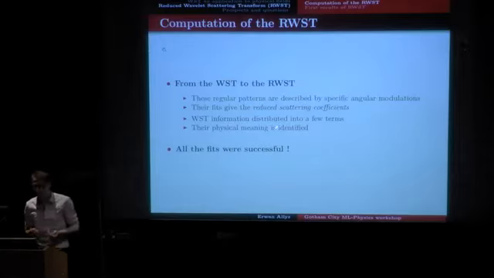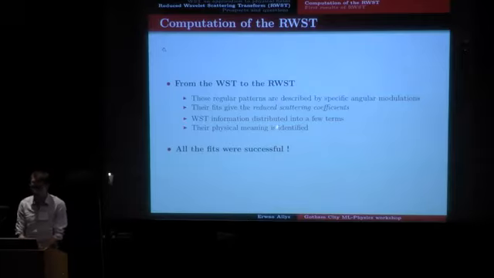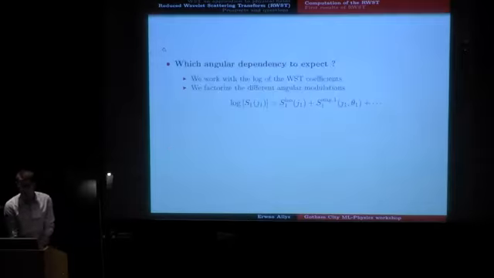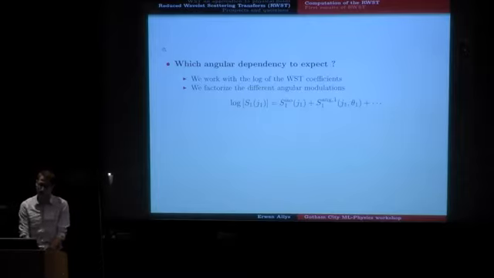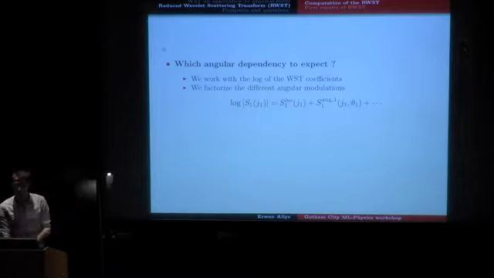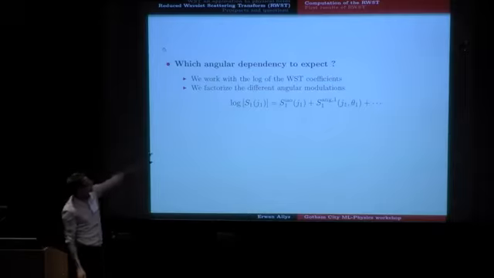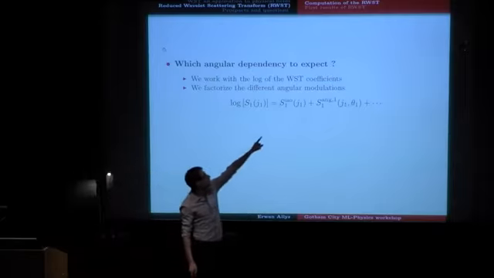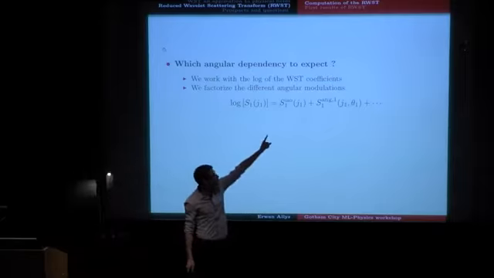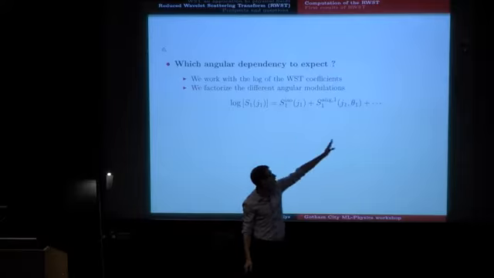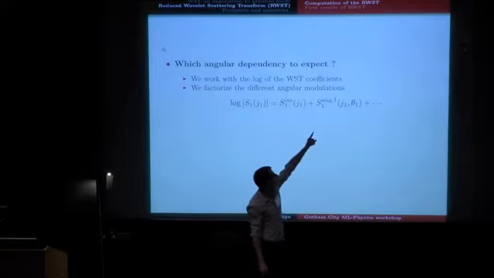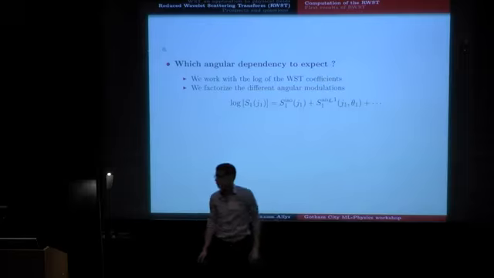So it has been proven to be very predictable, to have predictivity, sorry. So which angular dependency to expect? We work with the logarithm of the WST coefficient, so we factorize the different angular modulations. Here for the S1 coefficient, we have one isotropic term that doesn't depend on the angular term, and we can add several, if necessary, angular modulations that will depend on the scale and on the angle.